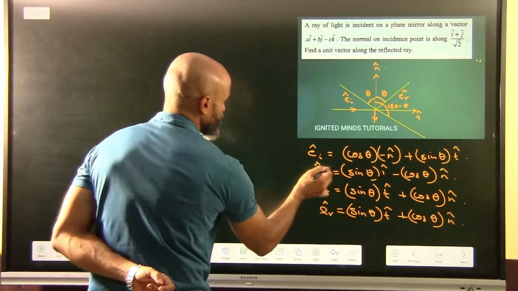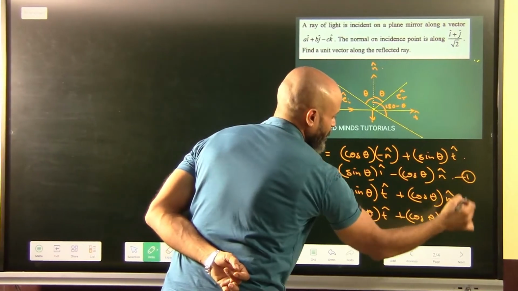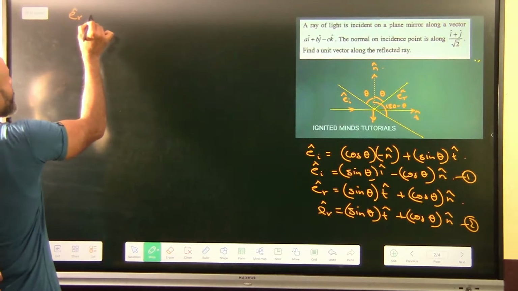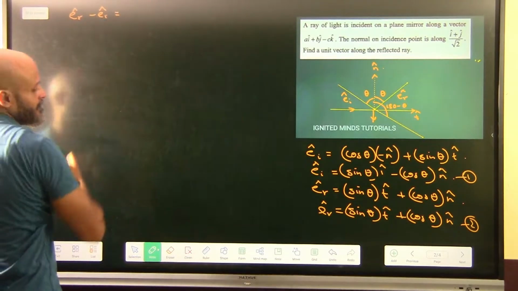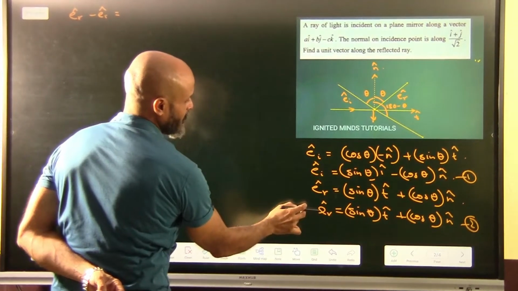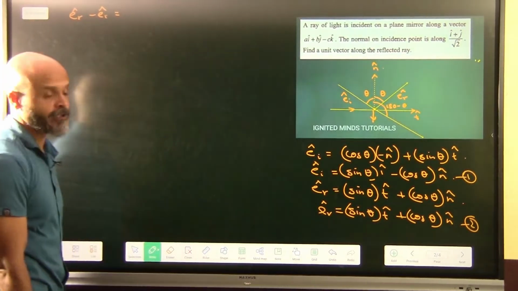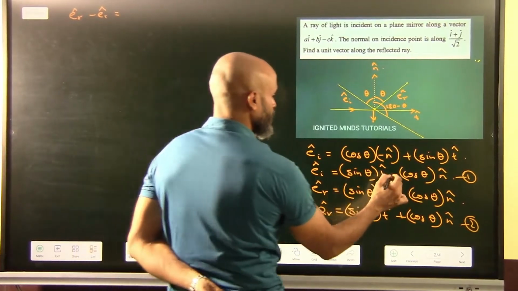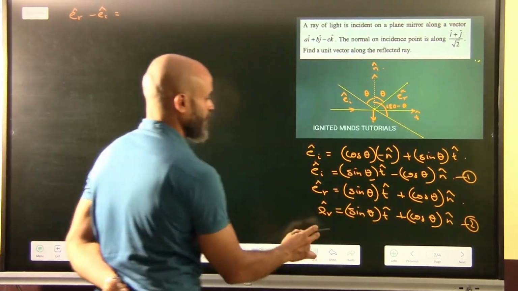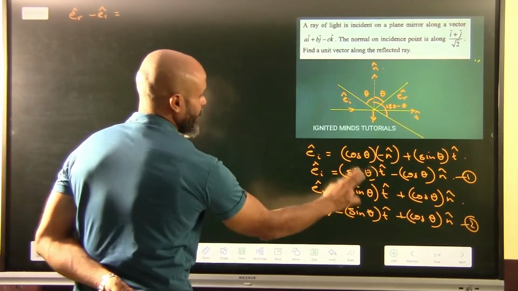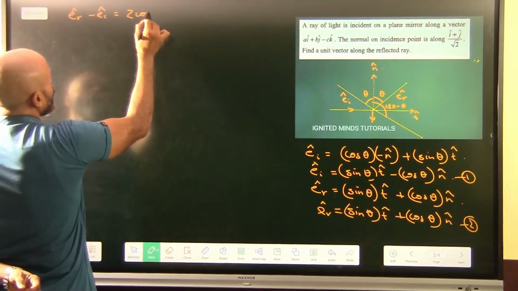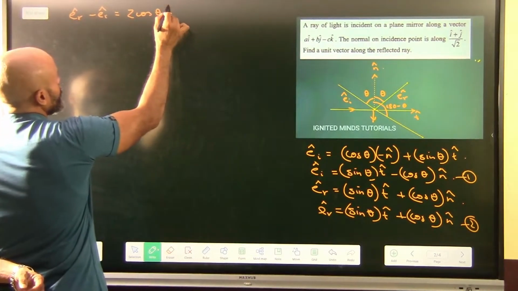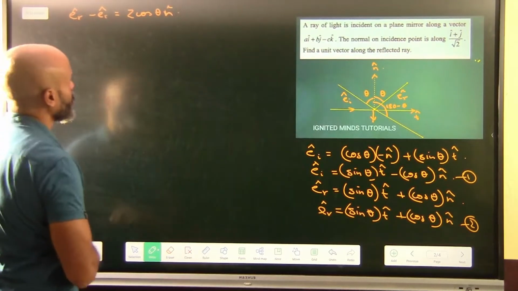So if I happen to subtract this 1 from 2, what do I get? We will get ER minus EI, that is the unit vector along the reflected ray minus the unit vector along the incident ray. Sin theta components will basically cancel each other, and we will be left with 2 cos theta, because the cos theta factor is basically the unit vector along the normal.